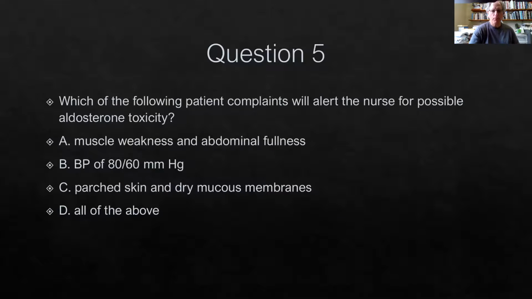And question 5. Which of the following patient complaints will alert the nurse for possible aldosterone toxicity? A, muscle weakness and abdominal fullness. B, blood pressure of 60/80 millimeters of mercury. C, parched skin and dry mucous membranes. D, all of the above.